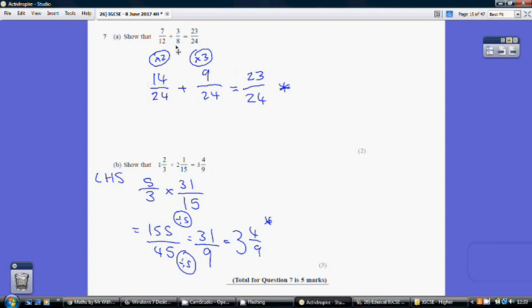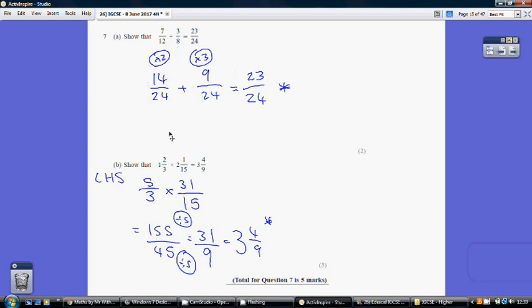Moving on to the second term, how do I convert 3/8 into something over 24? Well, looking at the denominator, the 8 has been multiplied by 3 to become 24, so I also multiply my numerator by 3, 3 3s are 9. Now once I've got my common denominator, I can just add my numerators. 14 add 9 is 23, as I had to show.